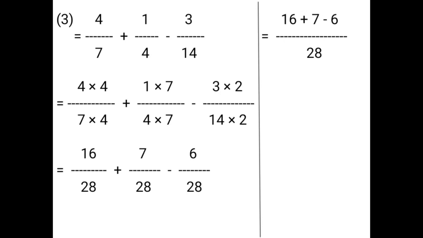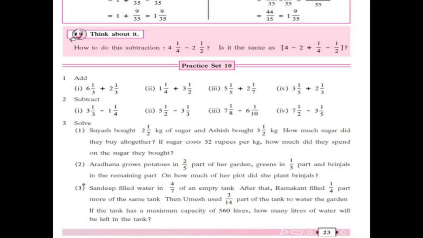16 plus 7 how much? 23. 23 minus 6 you have to do 17. That is equal to 17 upon 28. Same question, next sentence, what is given, you have to read that. If the tank has a maximum capacity of 560 liters, how many liters of water will be left in the tank? Statement you have to write, maximum capacity of tank can hold 560 liters.